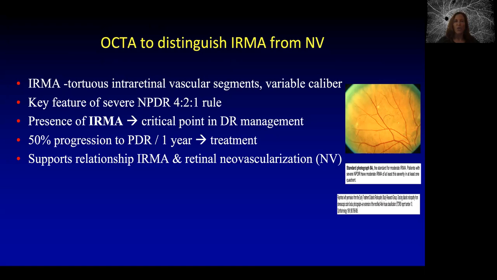First, I'll be discussing OCTA to distinguish IRMA from retinal neovascularization. IRMA, which stands for intraretinal microvascular abnormalities, is characterized by tortuous intraretinal vascular segments of variable caliber, and it's a key feature of severe non-proliferative diabetic retinopathy. It is the one in the 4-2-1 rule. The presence of IRMA is important because at this point, when there's severe non-proliferative diabetic retinopathy, there's a 50% chance of progression to proliferative diabetic retinopathy in 1 year. And there may also be a relationship between IRMA progressing to be retinal neovascularization.